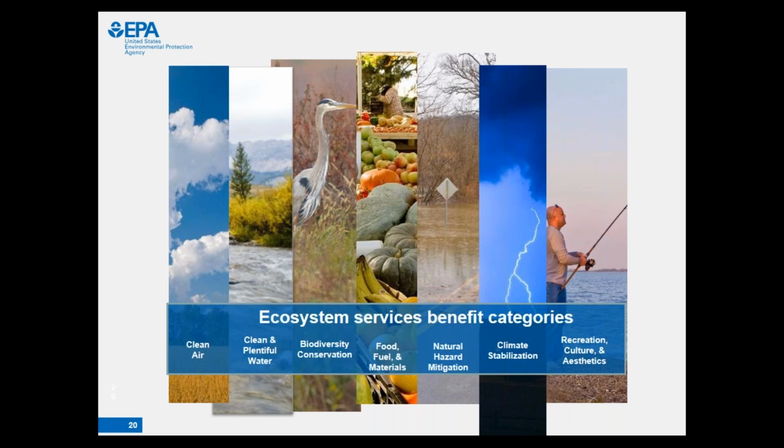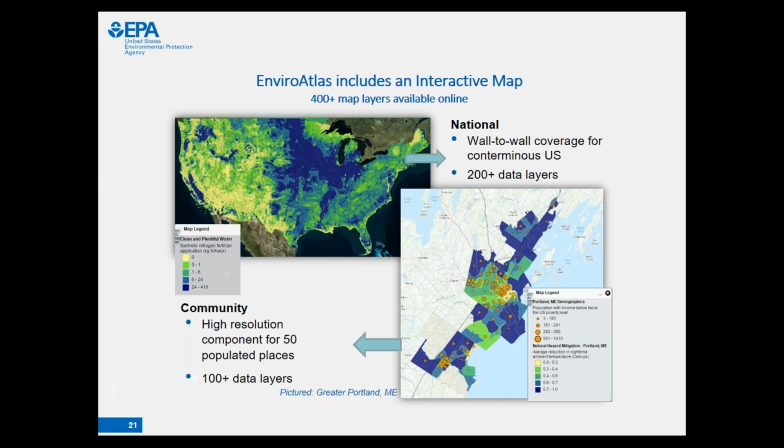So it actually includes over 400 data layers that we've taken across the whole country. We've mapped those to a 30-meter resolution. And so this is an incredible resource that is available on the web, and you can download the information. You can upload your own data layers and overlay them. So it's a pretty amazing tool.